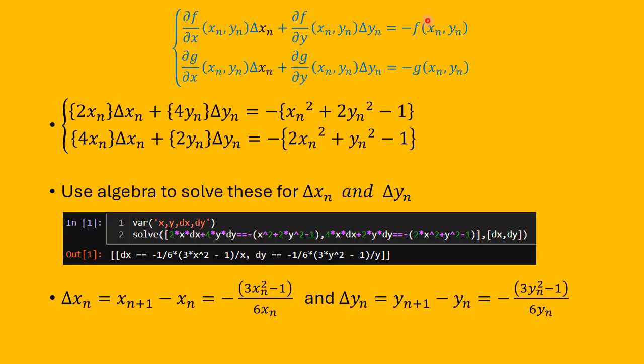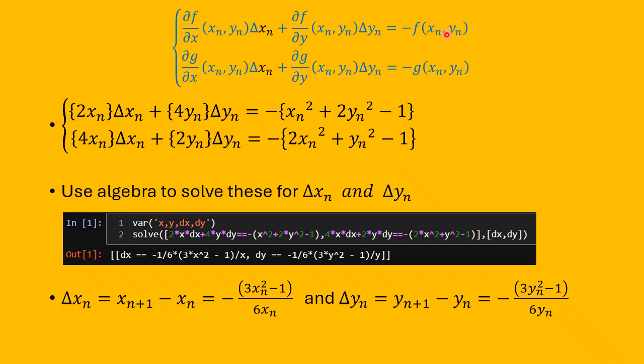So here are the two equations we need to solve. This number times delta x sub n plus this number times delta y sub n equals this number, and similarly down here. We're going to start with x naught, y naught, and use these equations to get x sub n plus 1, y sub n plus 1. And we can do that after we solve for delta x sub n and delta y sub n up here.